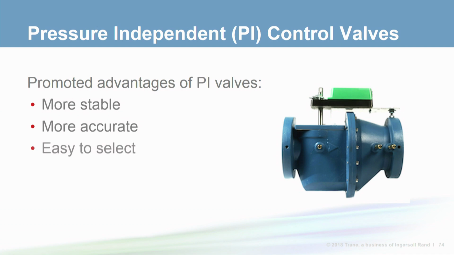They are much easier to select. Simply choose a valve that provides the needed GPM. A flow coefficient calculation is no longer needed up front. And because pressure-independent valves automatically balance the system, no separate balancing valve is required. Thus, they are much easier to install.